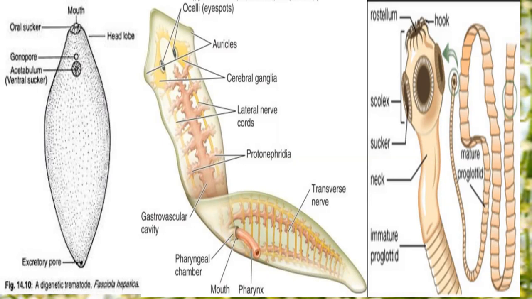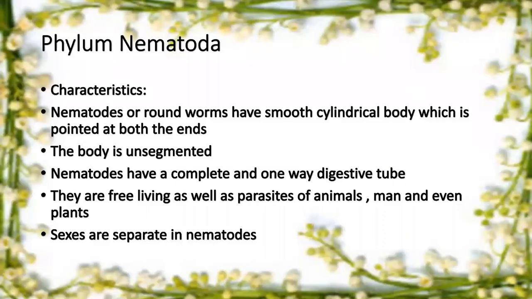Each segment is complete and has a set of male and female reproductive organs. These three were the examples of Platyhelminthes. Now move to the next phylum, that is phylum Nematoda.